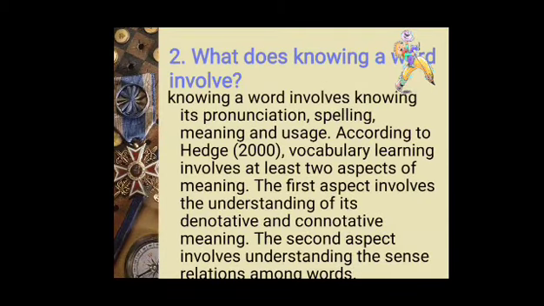What does knowing a word involve? Knowing a word involves knowing its pronunciation and spelling, meaning, and usage. According to Hedge, vocabulary learning involves at least two aspects of meaning. The first aspect involves the understanding of its denotative and connotative meaning. The second aspect involves understanding the sense relations amongst words.